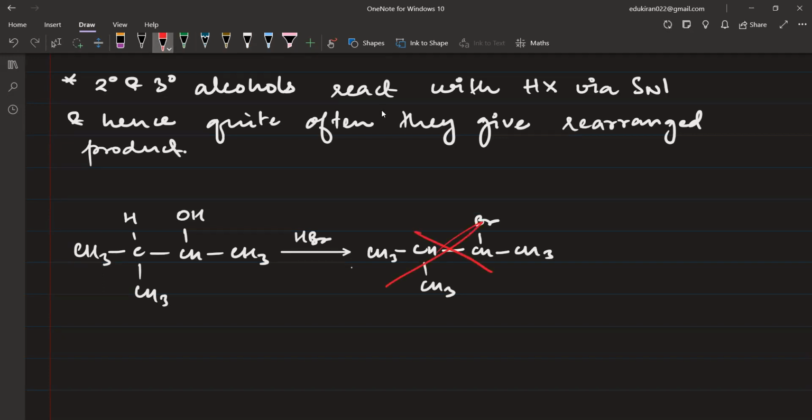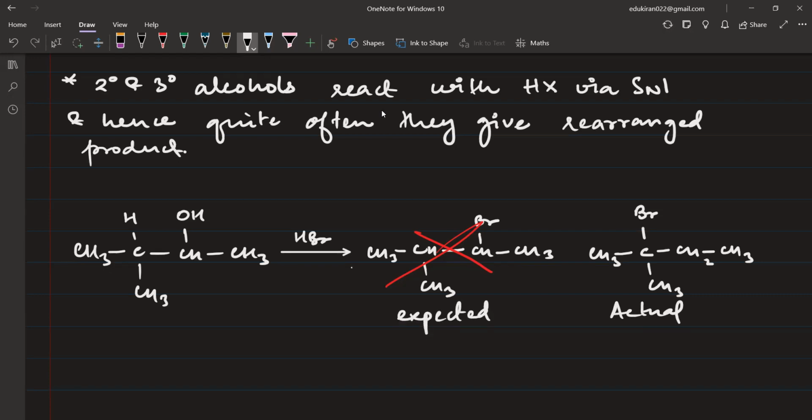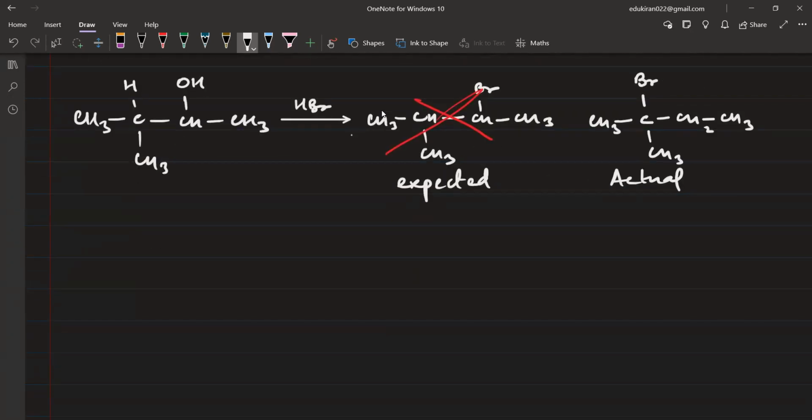But we don't get this product. The product that we get is, please write, CH3 carbon, CH, this is also CH3, and now it gets two CH3 groups, one CH3 here, and this gets two hydrogens. 1, 2, 3, 4 carbons. The carbon numbers are the same, and we get the Br group here. This is the actual product. This was the expected product. Now we need to see what is happening here. Please see, guys, don't write anything. Please look, and then we are going to understand what is happening here.